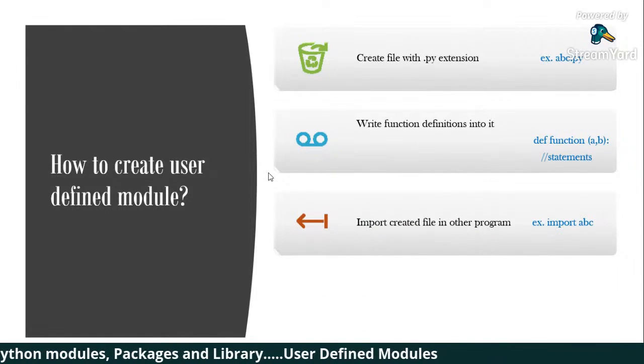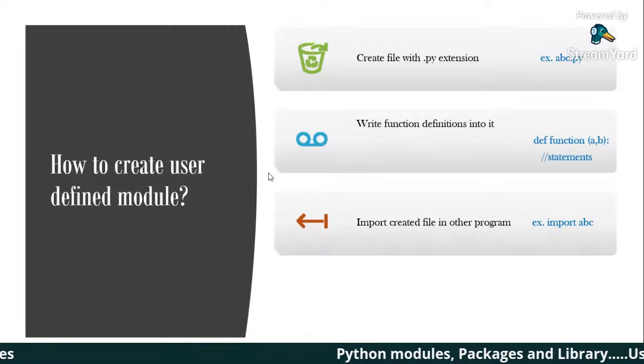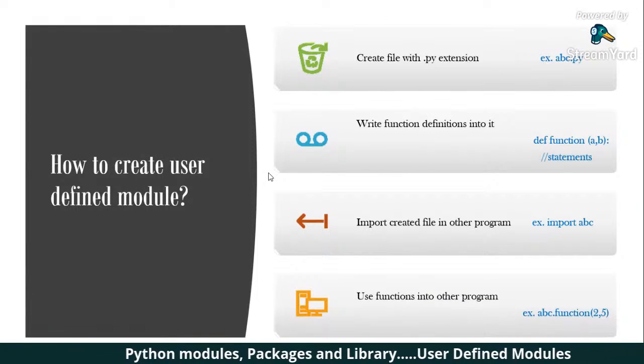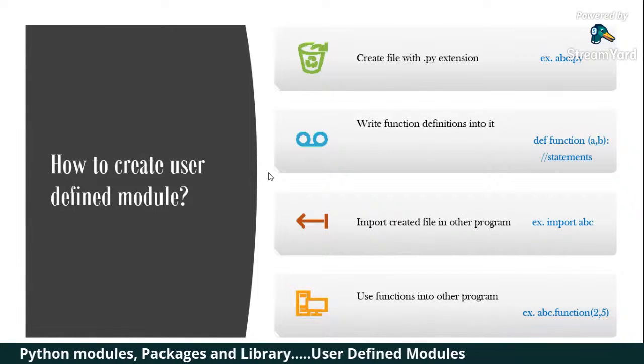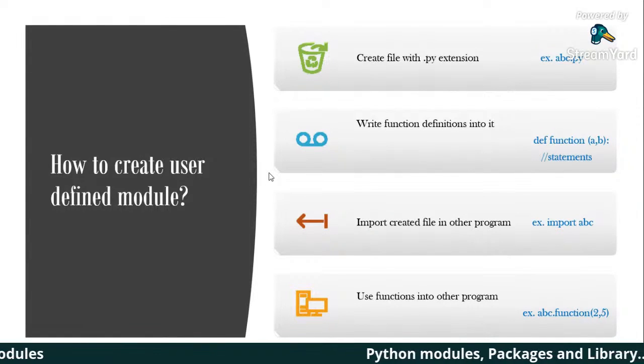After saving it, you can import the created file into another program. So you can write import abc. You can import it into any other program wherever you are writing. So you have to import abc. Then you can use the function as abc.function name, and you can pass the parameter. So this is the simple way of creating a new module or user defined module by yourself.